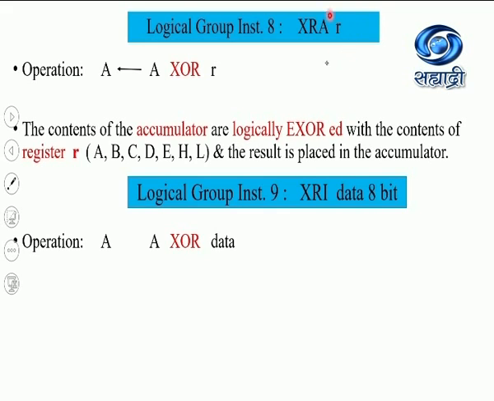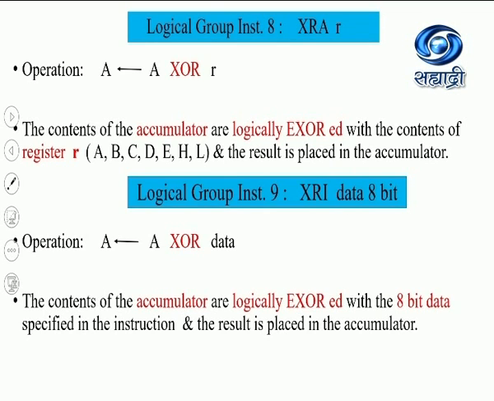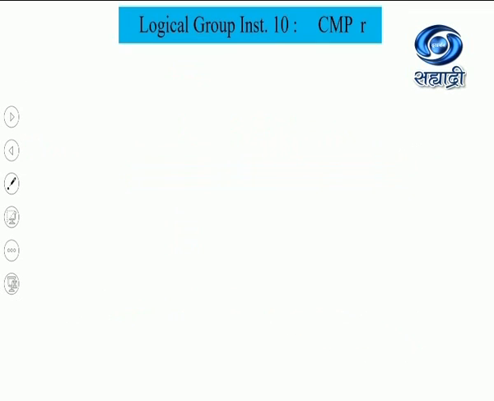In this case, the data is in register. The next instruction, XRI data 8-bit. XOR accumulator contents with immediate data specified in the instruction. So it is contents of accumulator are XORed with 8-bit data and result is placed in the accumulator.